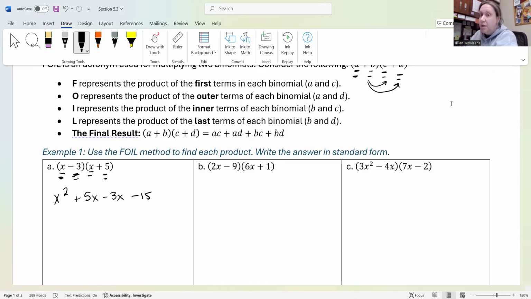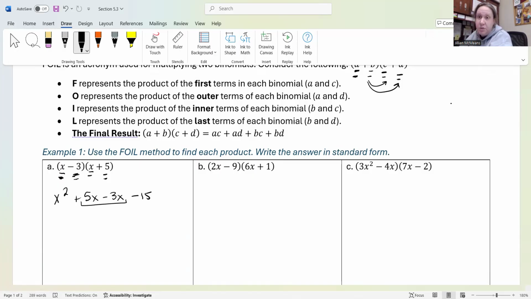And when you FOIL, a lot of times you are going to need to simplify. So anytime you multiply polynomials, always look to see if you can simplify or combine like terms. So we do have two terms that contain an x factor. And you want at most one term that contains each type of variable factor, and then at most one constant term. So these x's in the center need to be combined.